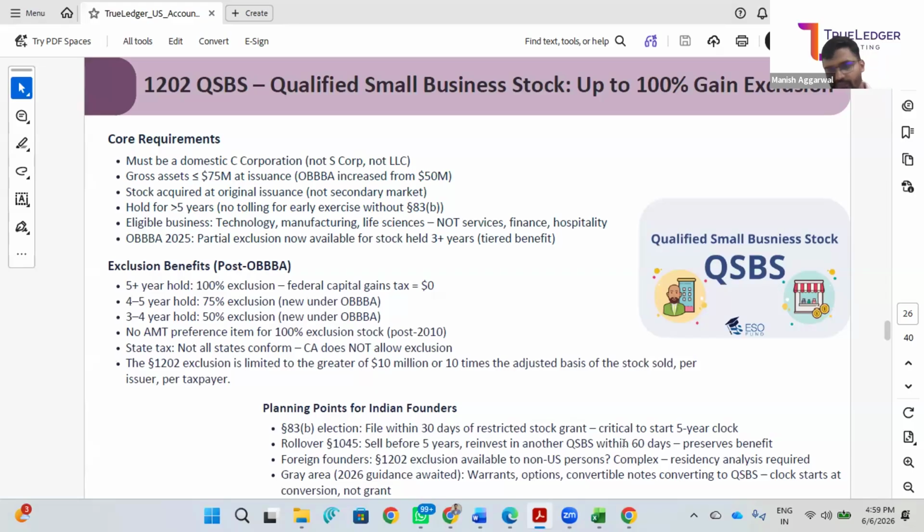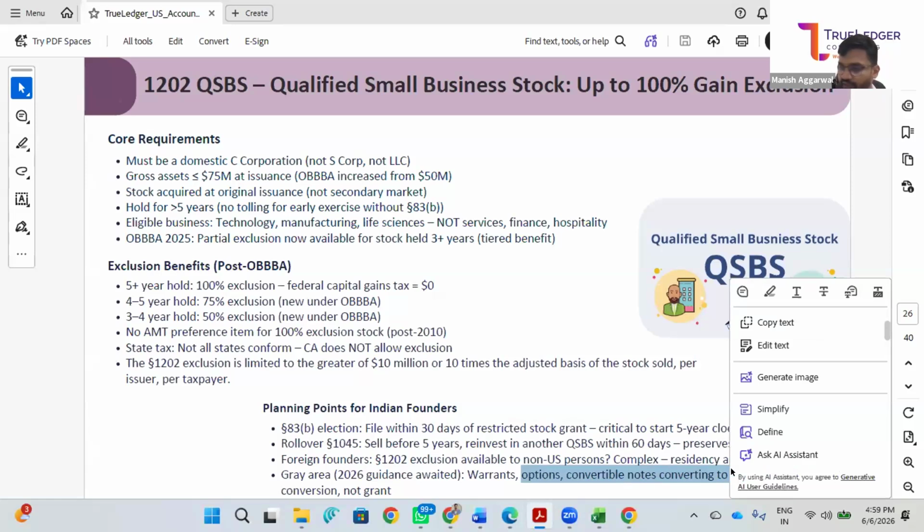And then for some instruments like warrants, options, and convertible instruments which get converted to stock, whether the 5-year holding period would qualify or not, there is still some gray area. Guidance is awaited on this. But yes, this is a very powerful tool for taking a zero tax benefit at the time of exit.